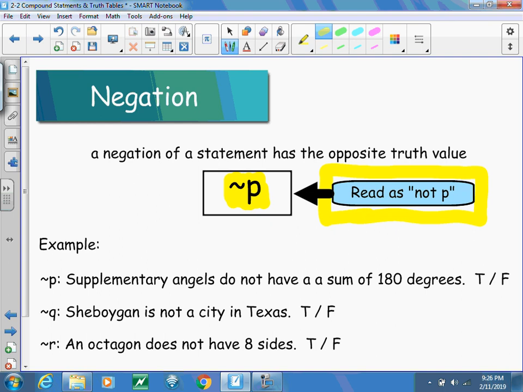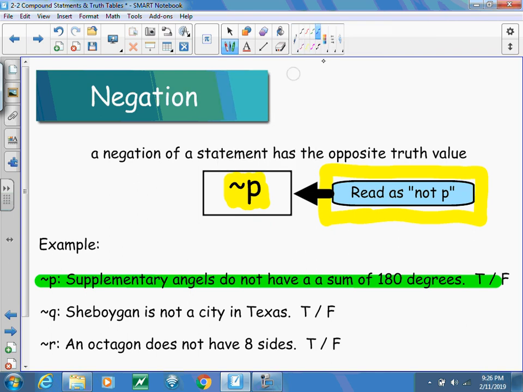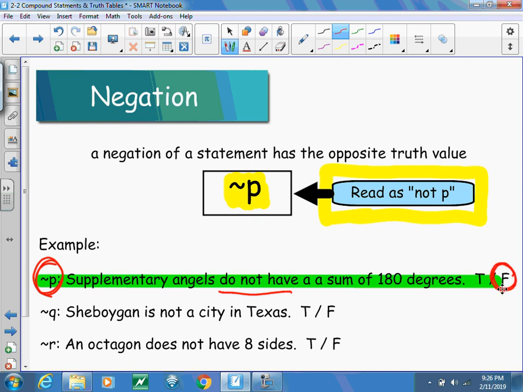On the last example, when we were looking at statement P, I said statement P said that supplementary angles have a sum of 180 degrees. Well, if I want to look at the negation of statement P, which I see right here, I'm saying that supplementary angles do not have a sum of 180 degrees. And that changes the truth value. Supplementary angles do not have a sum of 180 degrees. That now has turned this into a false statement.